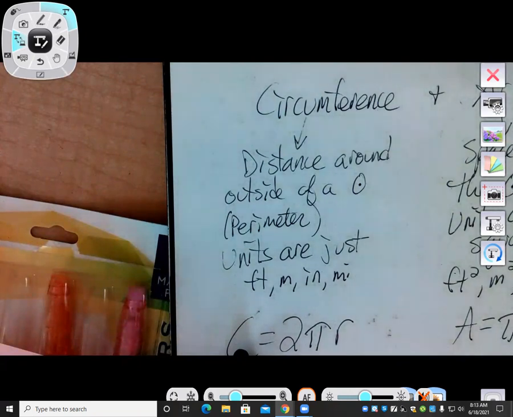Guys, I need you getting a cylindrical object, everybody. Come up and take one of mine if you don't have one.